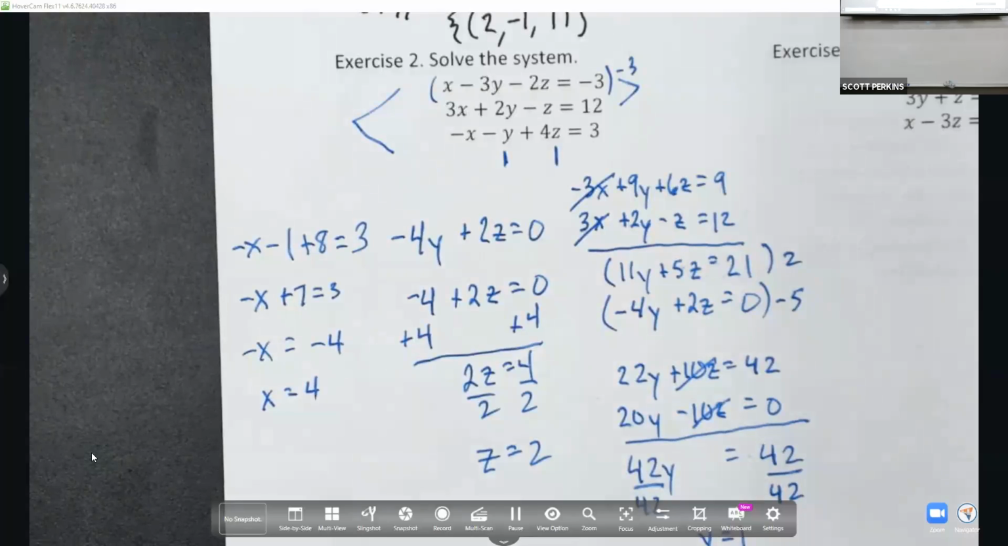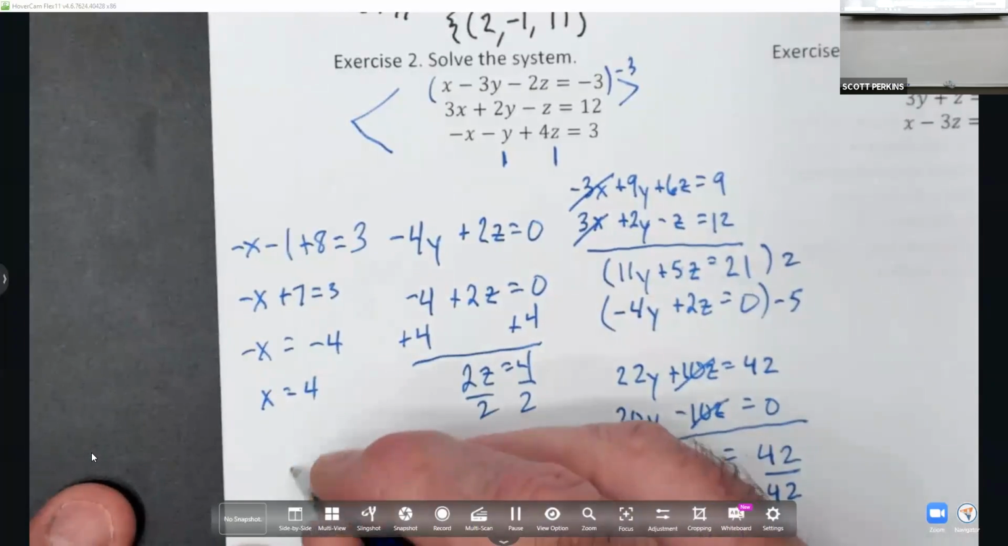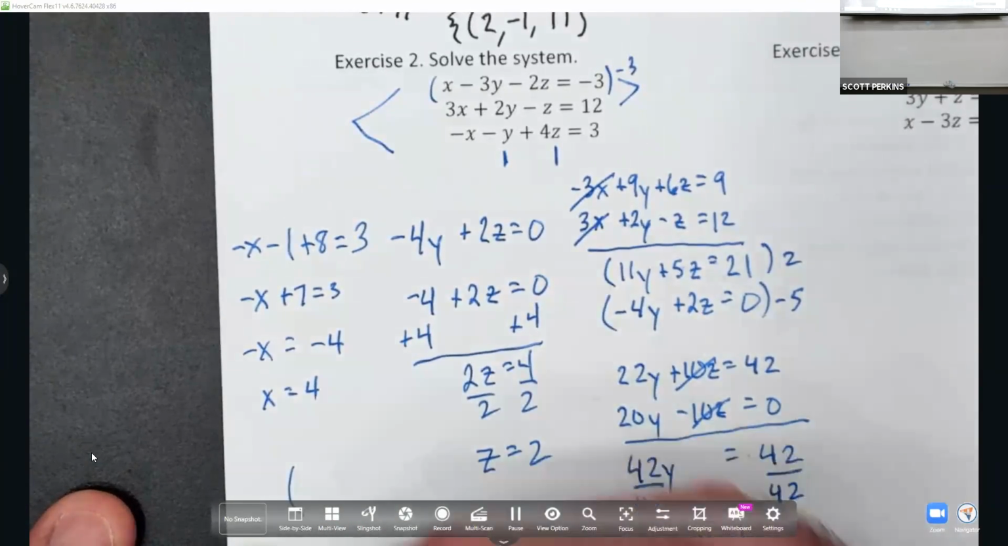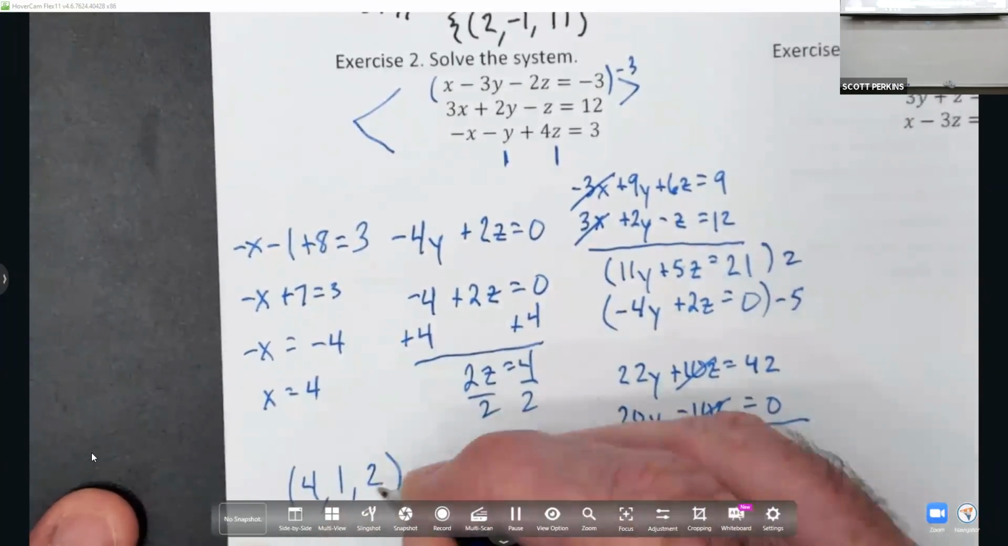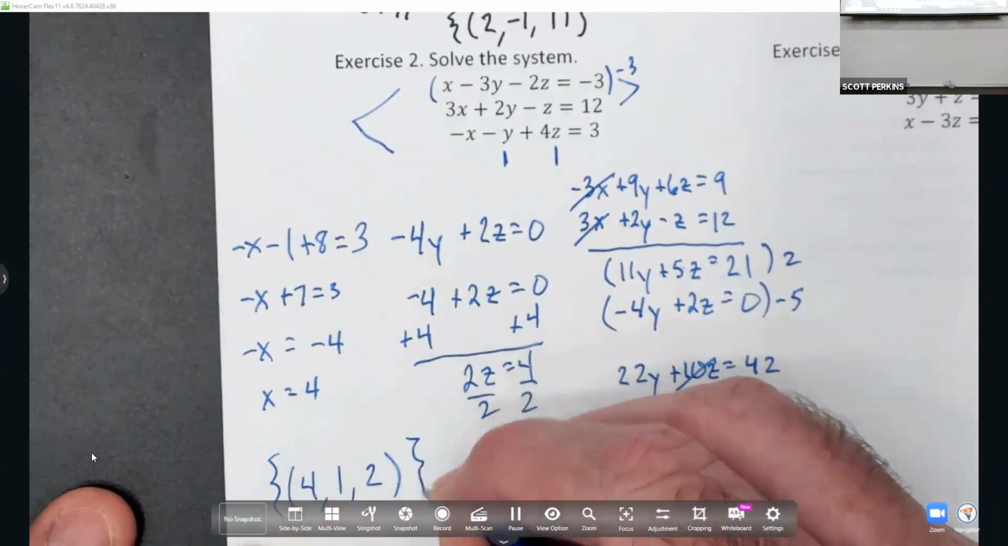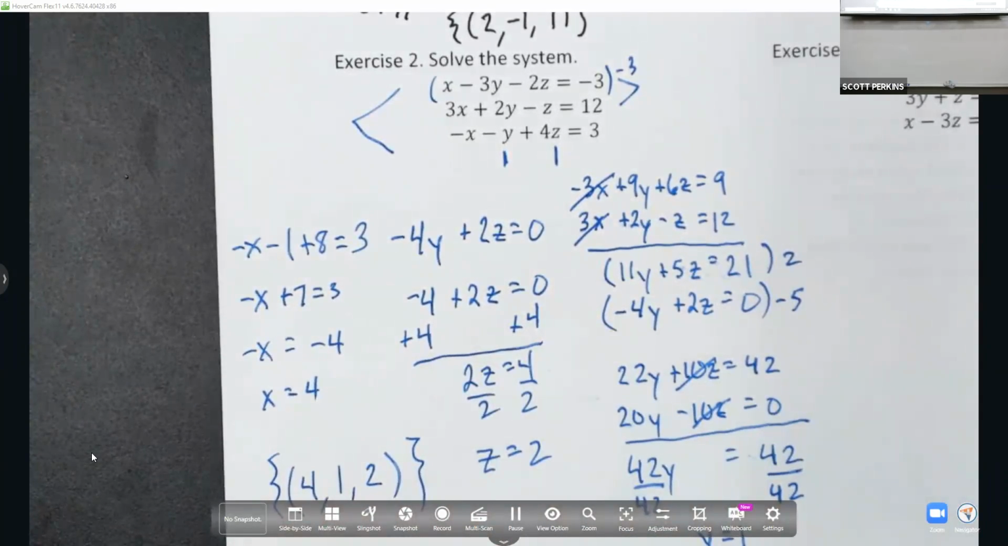Last thing to do, notational. We've talked notation all semester, is to write your ordered triple. My x is 4, my y is 1, my z is 2, and I'm going to put that in some squigglies. That is my solution set.